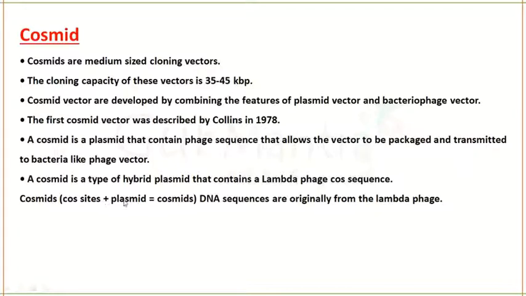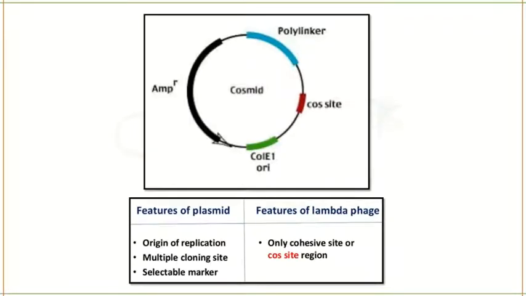Cosmid's cos site plus plasmid is equal to cosmid. These DNA sequences are originally from the lambda phage. Cosmid sequences are obtained from lambda phage. So you can see here what the components of a cosmid are.